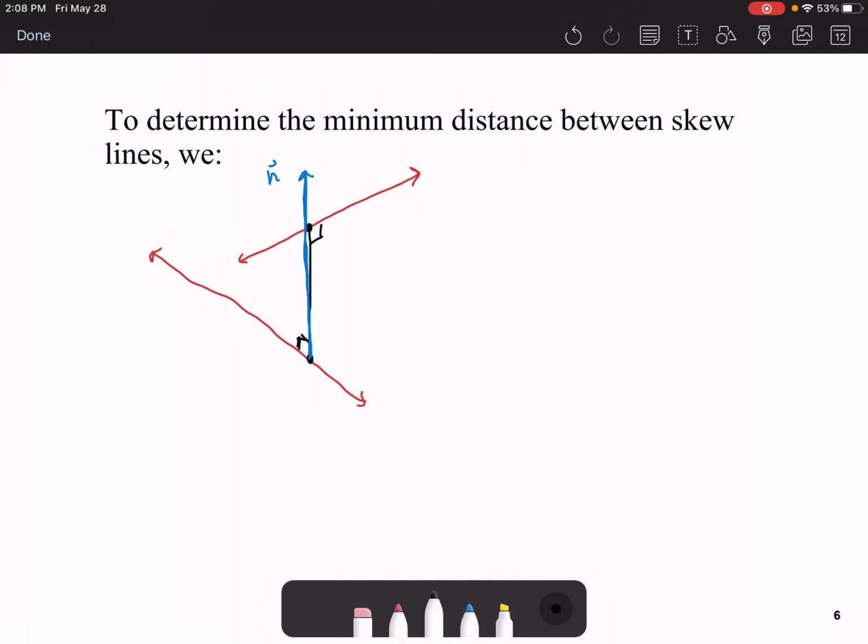Well, what we can do is we can choose any point on one of the lines. I'm going to call it P. And I'm going to choose a point on another line, call it Q. And I can create another vector. Let's call it PQ. Well, if I find the magnitude of the projection of PQ onto the vector n, that would give me my minimum distance.